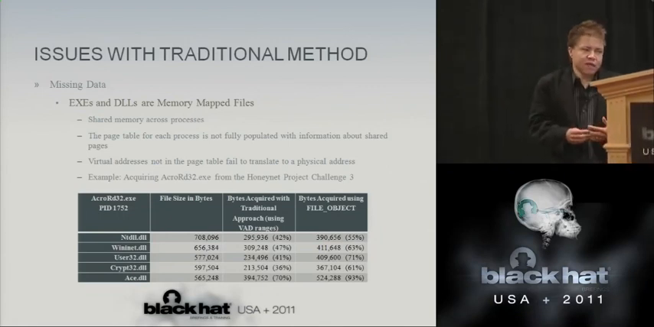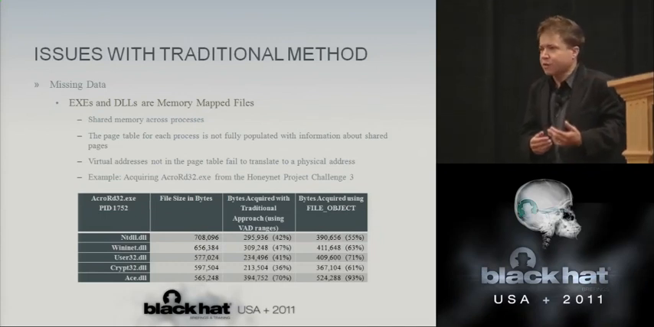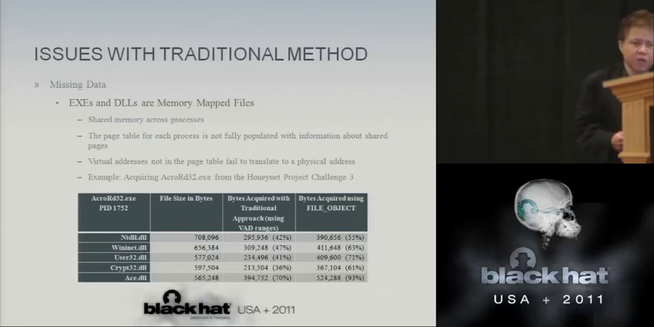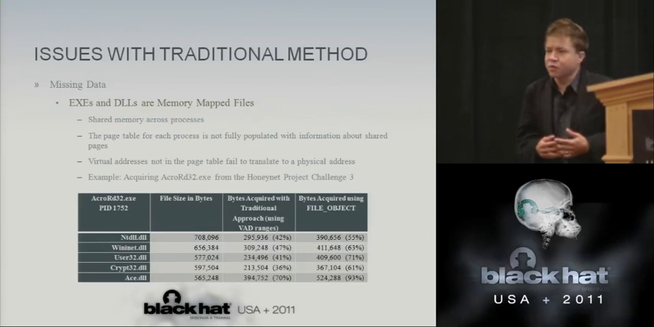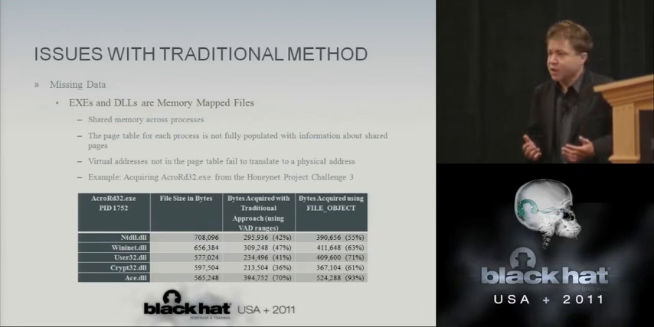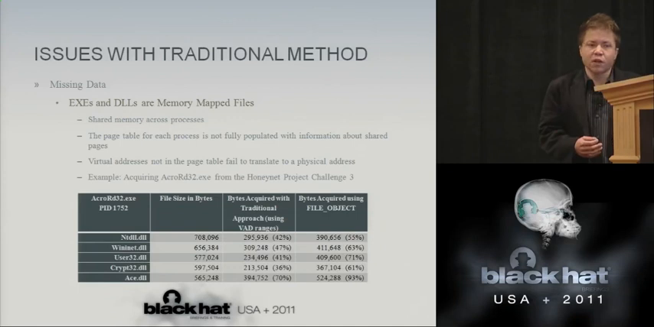But we're missing a lot of data if we just translate over the VAD address space. What will happen is a lot of the VAD address space represents files that are mapped into the system process space. These files are EXEs and DLLs, so they're pretty important to us, especially when we're looking for attackers to figure out what is going on in the system.